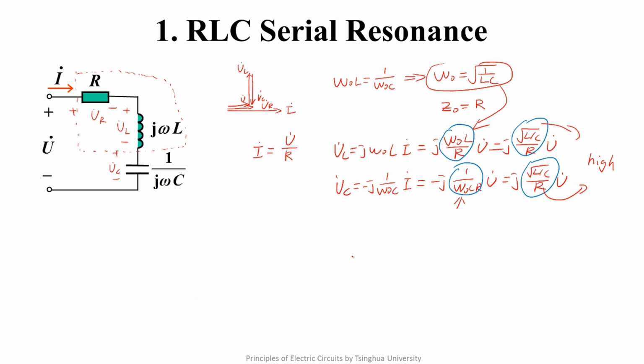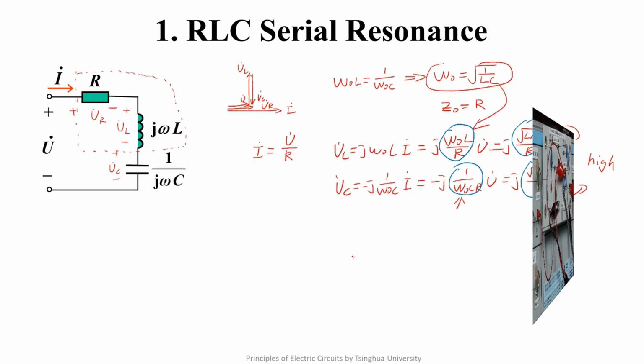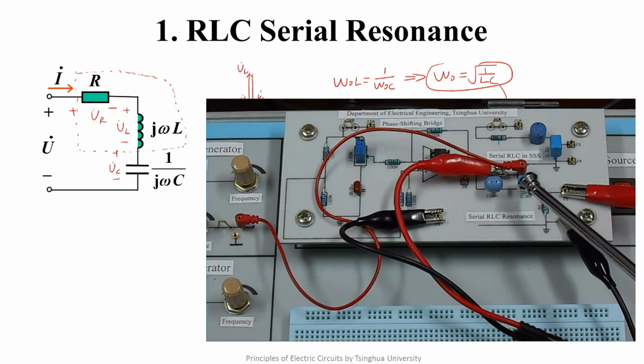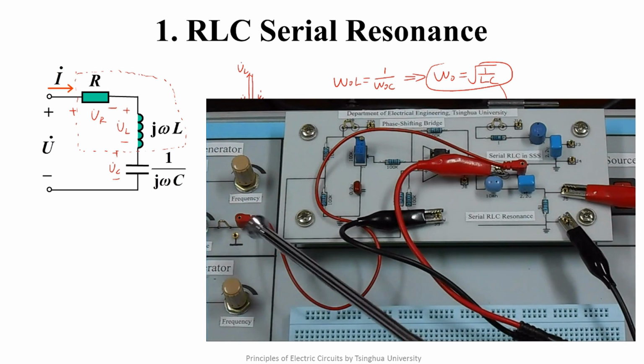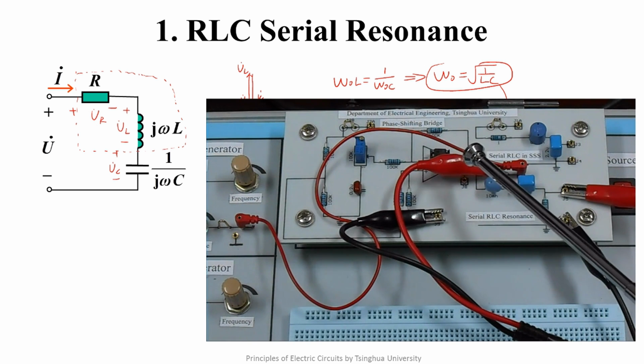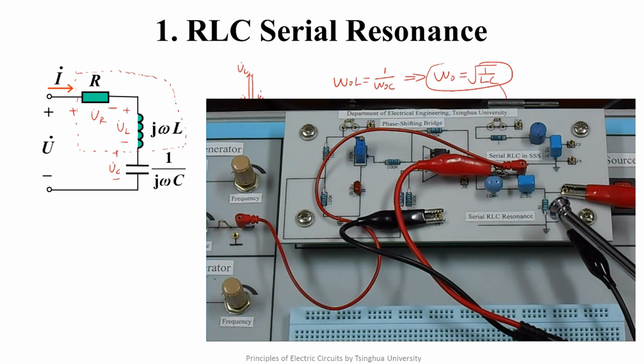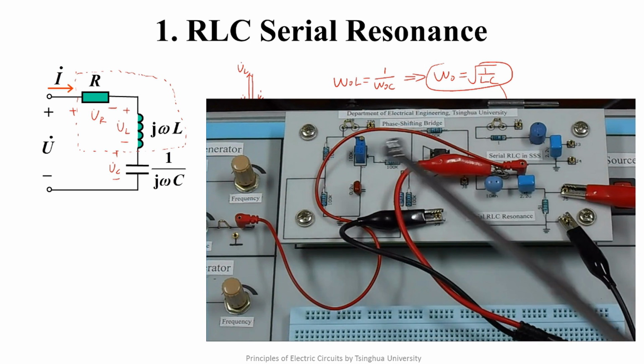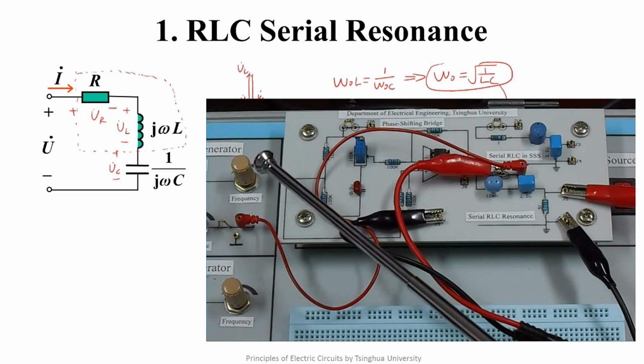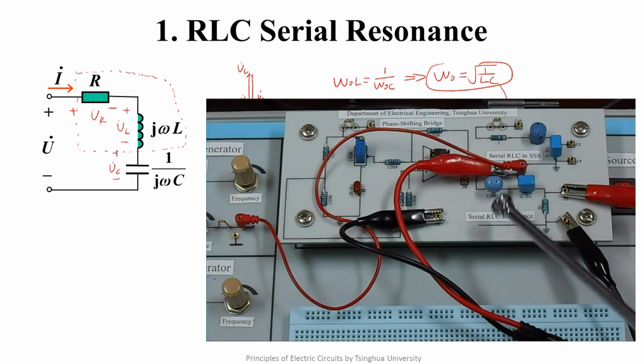Next, we'll see an experiment of the RLC series resonance. This is a series RLC circuit. The input is a sinusoidal signal on board. The output is the voltage of the resistor, which is proportional to the current. We can change the frequency of the input signal to observe the resonance of the circuit.